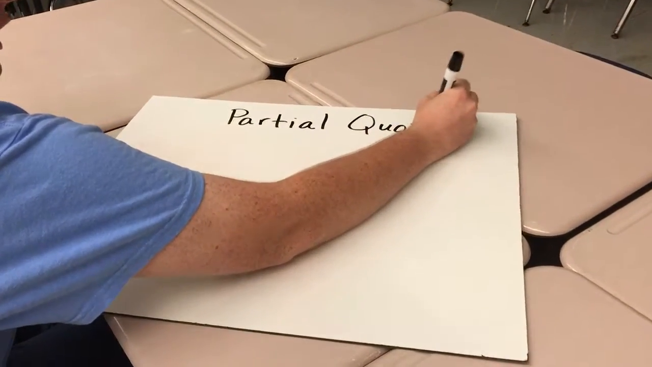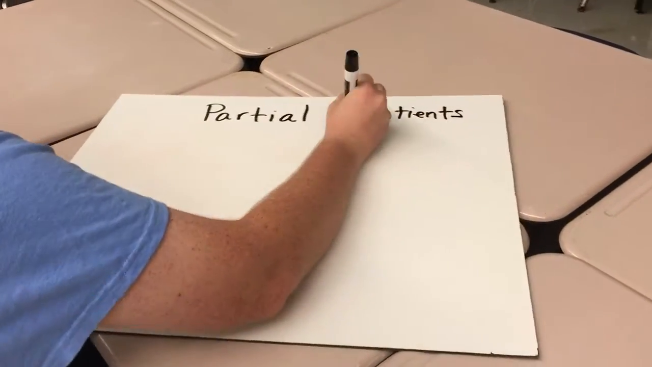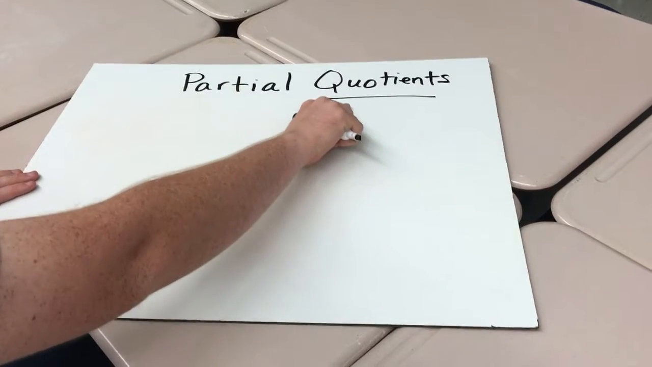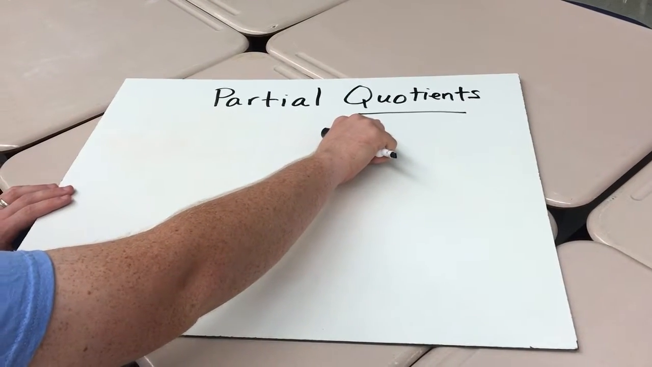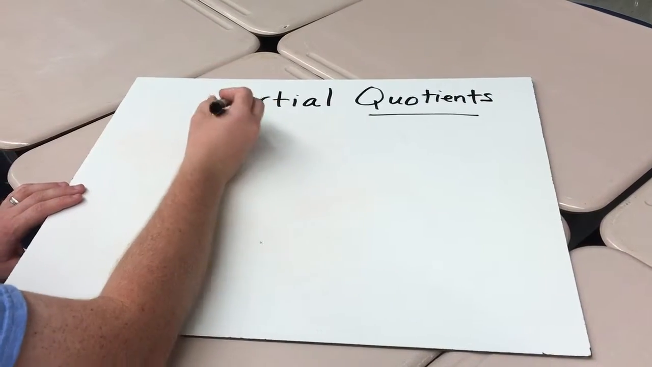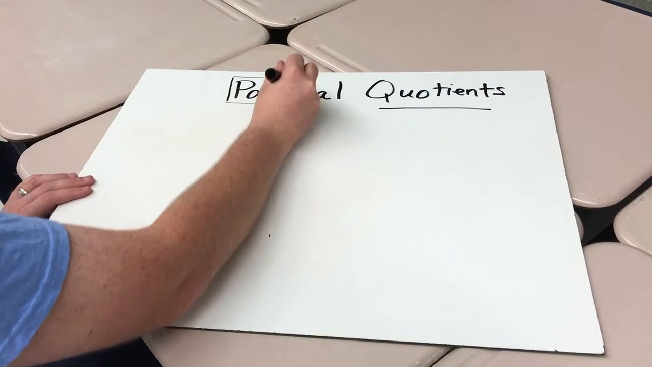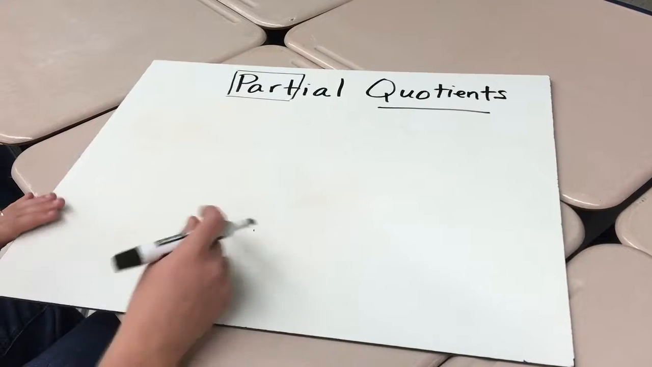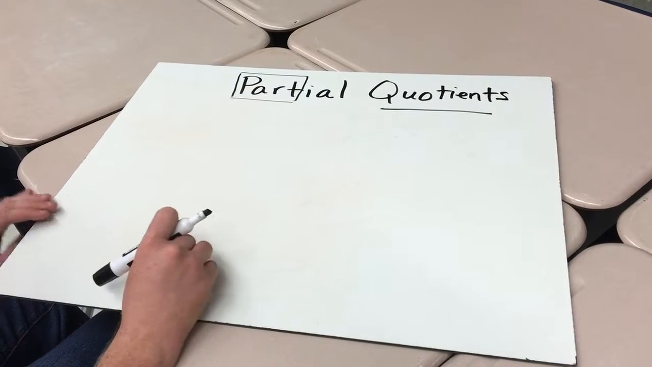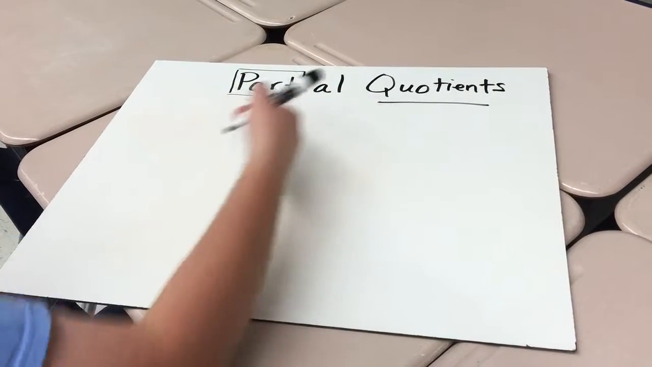If you look, we obviously know that the vocabulary word quotient means the answer to a division problem. But if we look at the word partial, we realize that we have a base word here, the word part, which means we're breaking apart our dividend into different parts until we can reach our quotient.